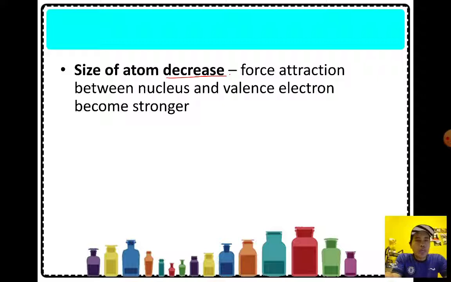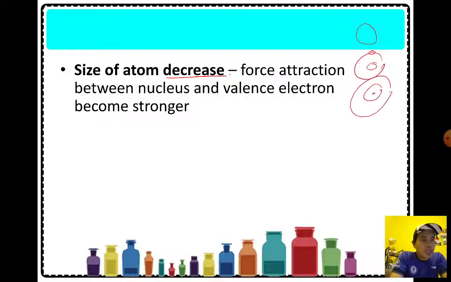Masa menuruni kumpulan, dia punya bilangan petala dia bertambah. Daripada petala dia ada 1, kemudian bawah dia 2, bawah dia lagi 3, and then dia akan tambah-tambah lah. Tapi across the period, the size of atoms is decreased. Why? Because the force of attraction between nucleus and valence electron become stronger.